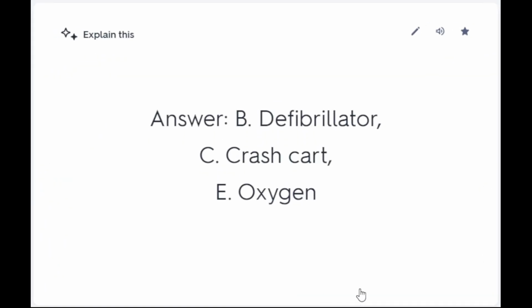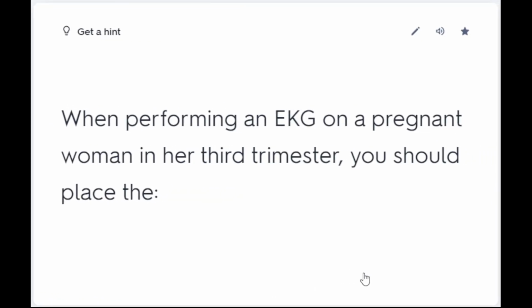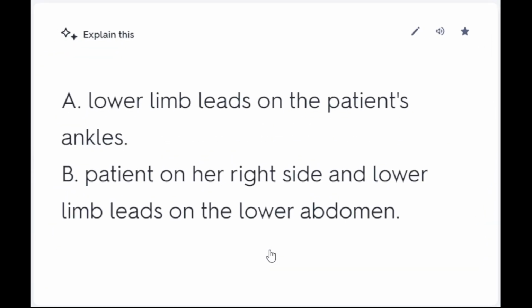Answer: B. Defibrillator. C. Crash cart. E. Oxygen. When performing an EKG on a pregnant woman in her third trimester, you should place the A. Lower limb leads on the patient's ankles. B. Patient on her right side and lower limb leads on the lower abdomen.